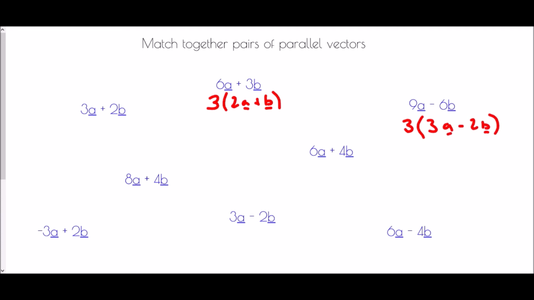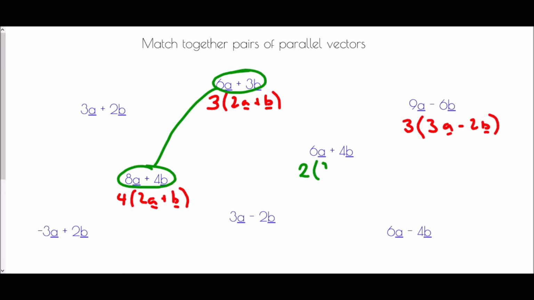And 3a plus 2b, that's as simple as that one can actually be. I've got 8a plus 4b. Well, that one I can take a factor of 4, gives me 2a plus b. And actually, straight away there, I now have a pair of matching parallel vectors. If I go to 6a plus 4b, well, that I can take a factor of 2, brackets 3a plus 2b.